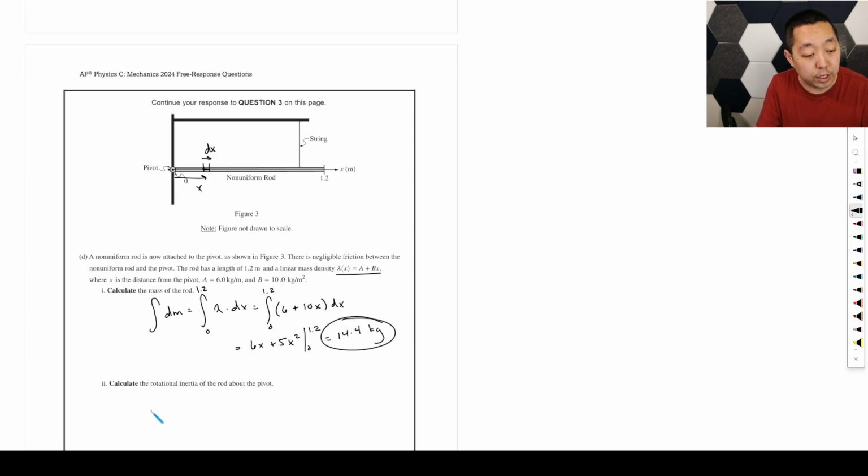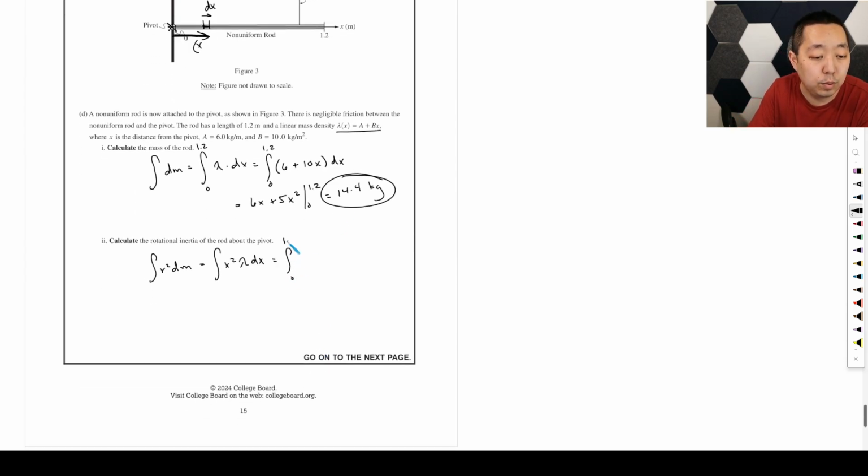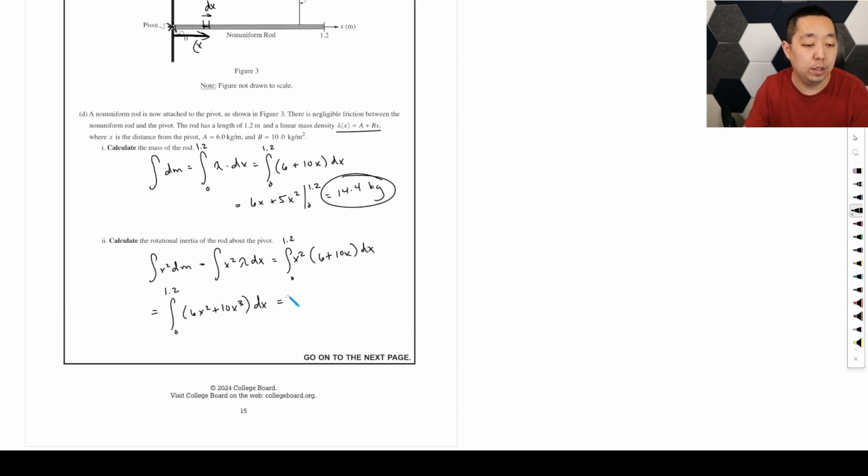Calculate the rotational inertia. This is the integral of r squared dm. Now, for the same piece here, what's the r? The r from the axis of rotation, from the pivot, the distance is just x. So then this is just going to be x squared dm, and dm we replace with lambda dx. So that's the integral from 0 to 1.2 of x squared times 6 plus 10x dx. Or that's the integral from 0 to 1.2 of 6x squared plus 10x cubed. And again, if you guys are taking calculus, you can use your calculator to do that integral. I'm just going to do it by hand.